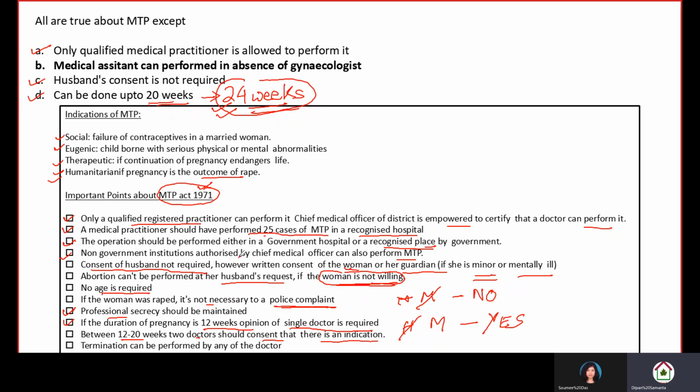Preferably, CMO certified doctors can perform MTP, but if a certified doctor is unavailable, then another doctor can perform it. Okay, but it has to be documented very neatly. A single doctor's opinion is fine up to 12 weeks of pregnancy. But between 12 and 20 weeks, 2 doctors should give consent that there is an indication. Okay, this is about MTP.